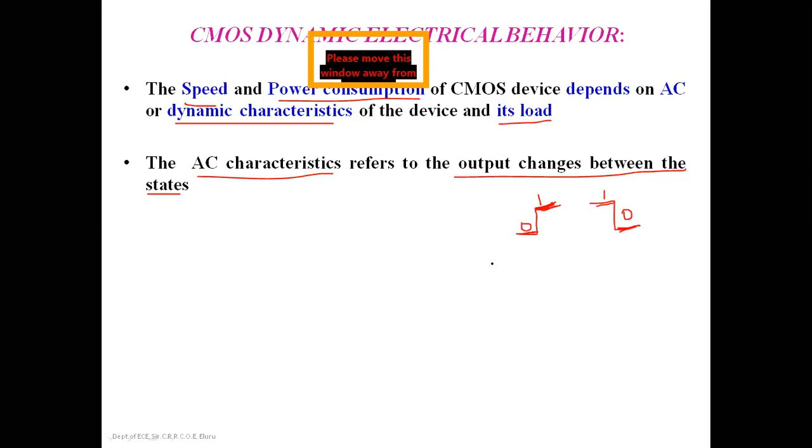So when the inputs are continuously changing, corresponding to that input, the output of the CMOS inverter also changes between the states. For example, you have a series of pulses of input. Say the input is 0, 1, 0, 1, 0, 1, 0, and again you can also take it 0.